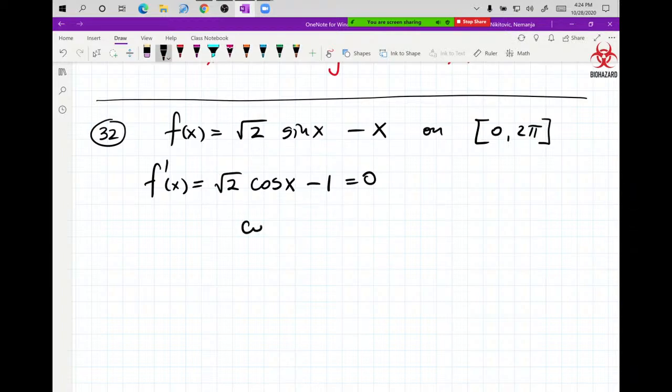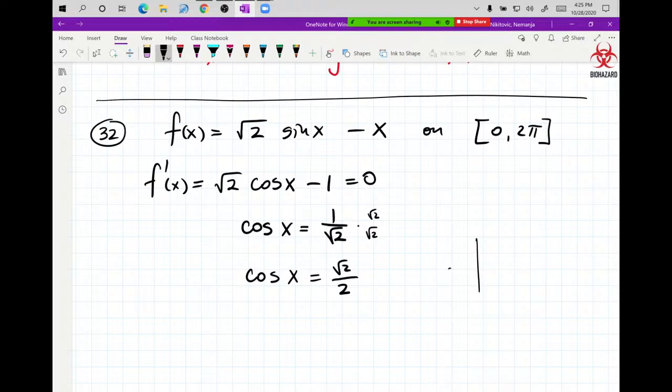Now that equation works out to be cosine x equals 1 over root 2. Because right, you move 1 to the right and you divide both sides by root 2. Now you rationalize this because we don't like root 2 in the denominator. And you come up with cosine x equals root 2 over 2. Now that's a standard value that you learned, and the cosine is root 2 over 2 at pi over 4, the 45-degree angle. But it's also root 2 over 2 at 3 pi over 4.